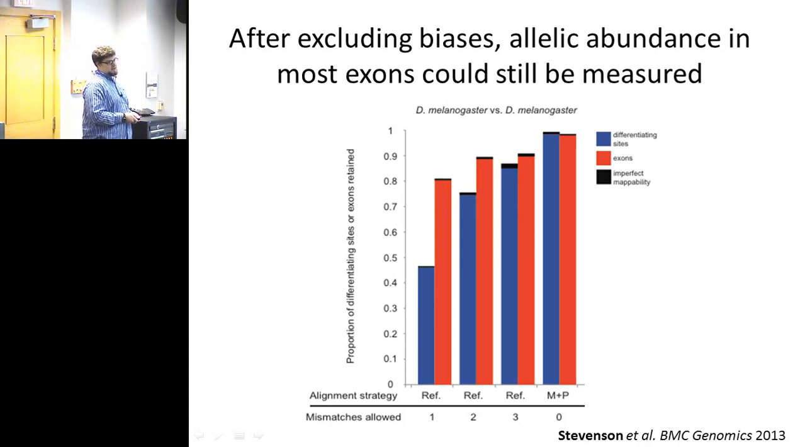And of course, in our best case scenario, aligning to both reference genomes, almost all differentiating sites as well as exons were usable. And these small black bars indicate the additional contribution that imperfect mappability made to the proportion of either differentiating sites or exons we were able to measure. So this also highlights the fact that while mappability is an issue, it's actually a relatively small issue compared to that of the density of differentiating sites when aligning to a single reference genome.